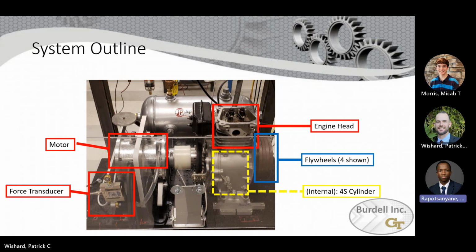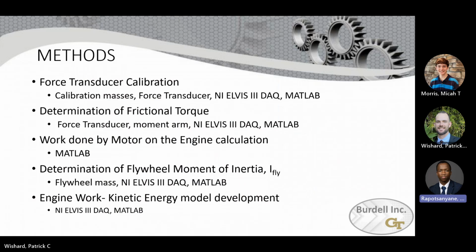Here's a system outline. It consists of a single cylinder, four-stroke reciprocating piston engine that is connected to a 48-volt regenerative motor with a force transducer. This is all connected to a data acquisition module, and we use MATLAB for data processing. To calibrate the force transducer, weights of a known mass were placed on the transducer at a known distance. In order to build the work energy model, quantities such as frictional torque and moment of inertia of the flywheel were isolated and determined independently.